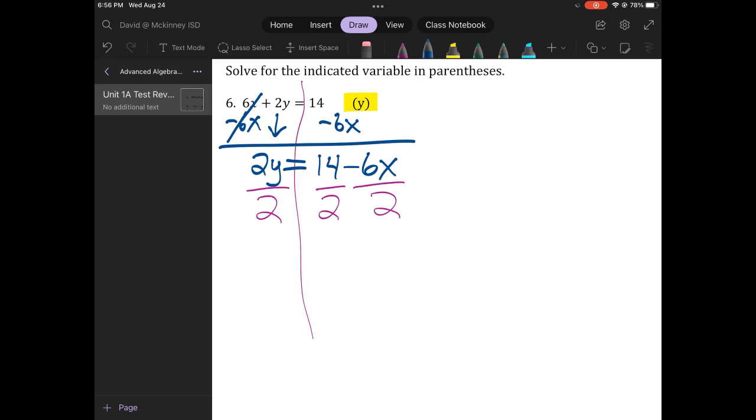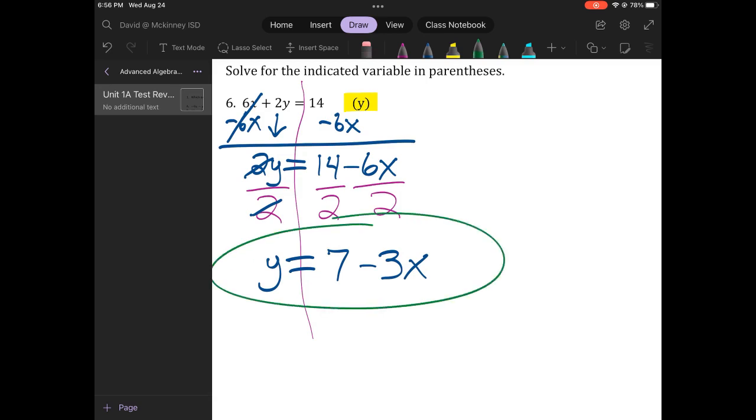When I do the math on this, 2 divided by 2 is 1, so that gives me y is equal to 14 divided by 2 is 7. Then negative 6 divided by 2 is negative 3. I have to write my x at the end, and that is solved for y. Y is by itself on one side of the equation, and that will be my answer.